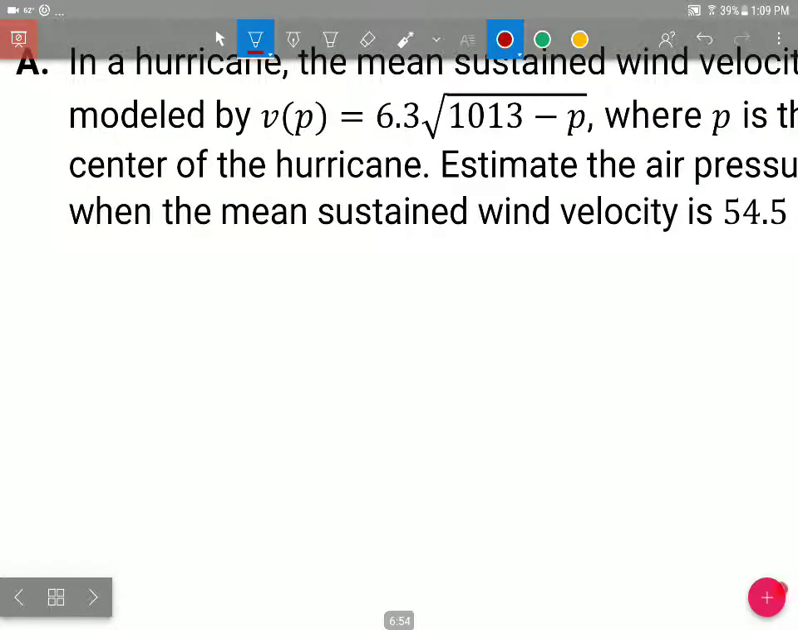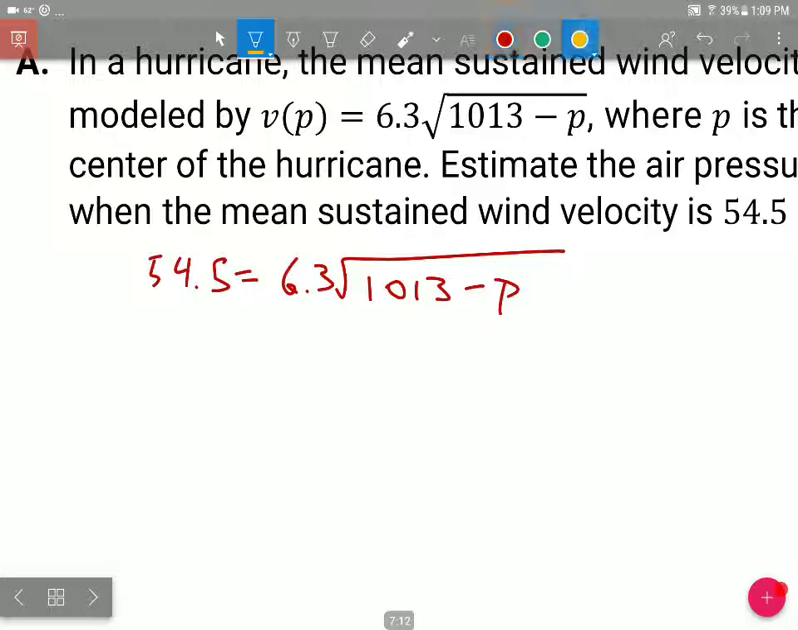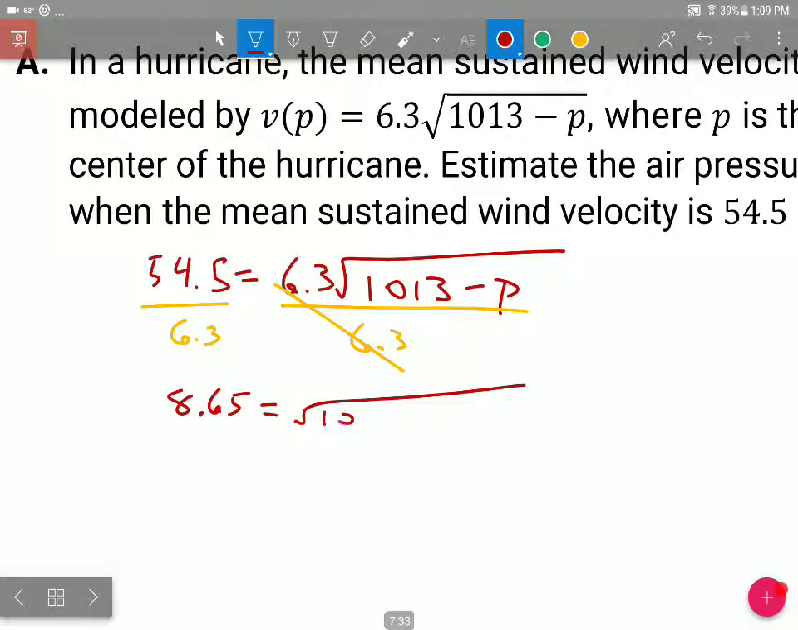So we've got 54.5 equals 6.3 square root of 1013 minus P, and start solving. What are you going to do first to solve? Divide by 6.3. Good. So somebody with a calculator, what's 54.5 divided by 6.3? 8.65. Cool. Root of 1013 minus P.